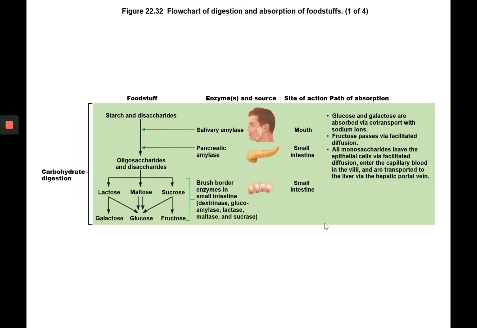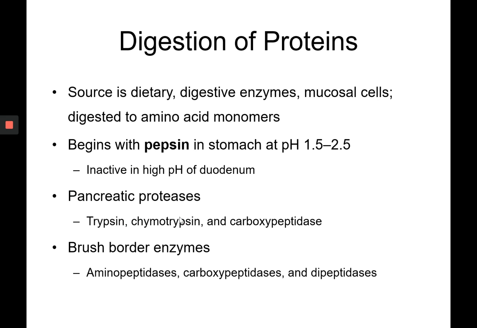Here you can see that carbohydrate digestion begins in the mouth with salivary amylase, and continues in the small intestine when pancreatic amylase is dumped from the pancreas into the duodenum. At this point, we will use both pancreatic amylase and brush border enzymes to break down lactose, maltose, and sucrose into galactose, glucose, and fructose. We'll break down disaccharides to monosaccharides. So carbohydrate digestion begins in the mouth and ends in the small intestine.